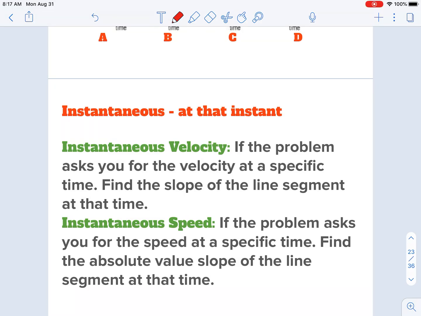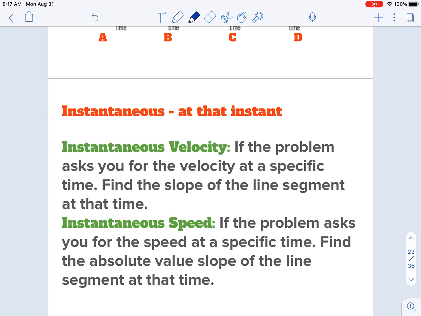Hey everyone, hopefully at this point you've watched Mrs. Fineice's video on calculating instantaneous velocity, instantaneous speed, average velocity, and average speed. We're going to take just a second to review that just to make sure everyone's up to date.